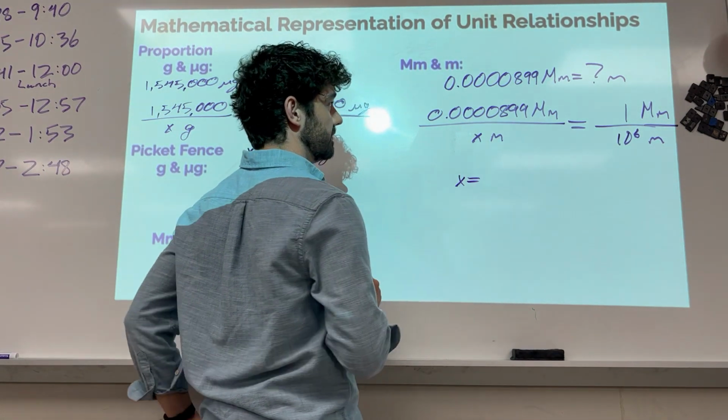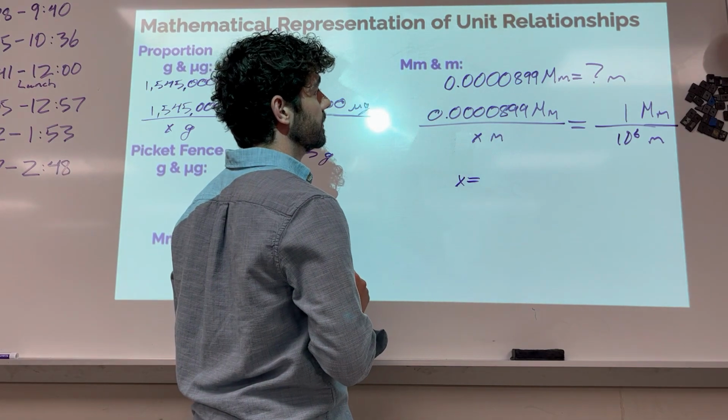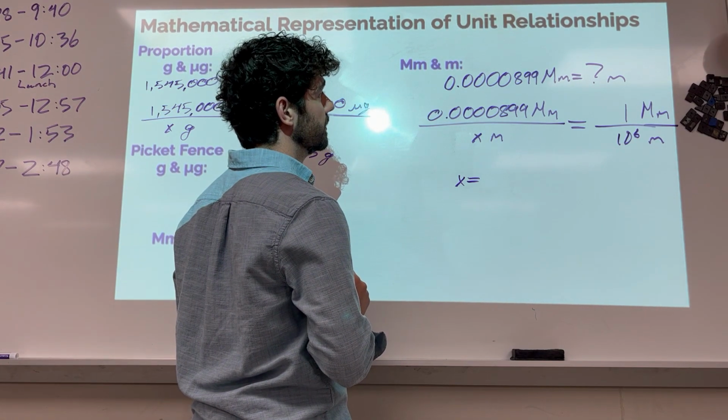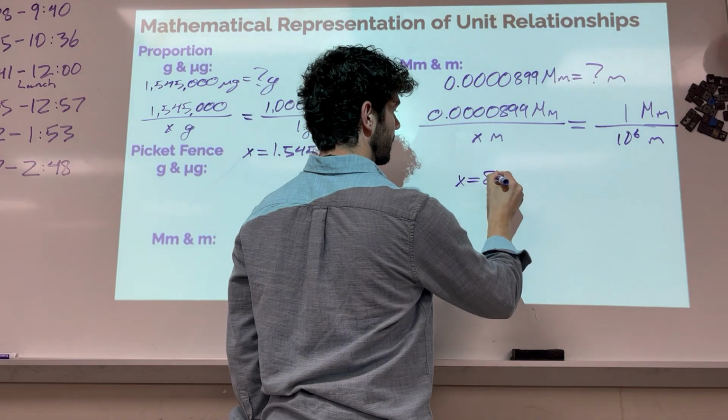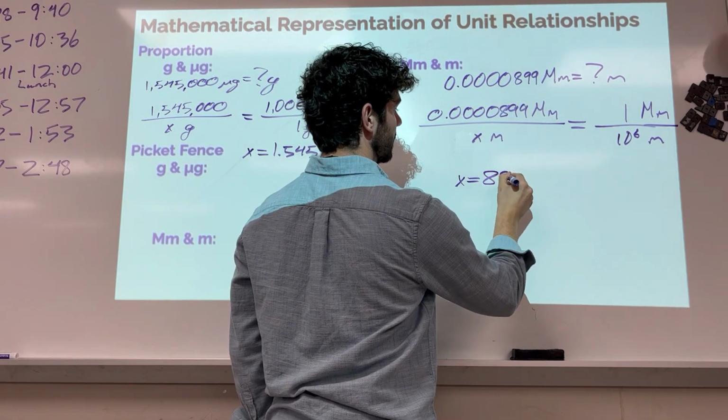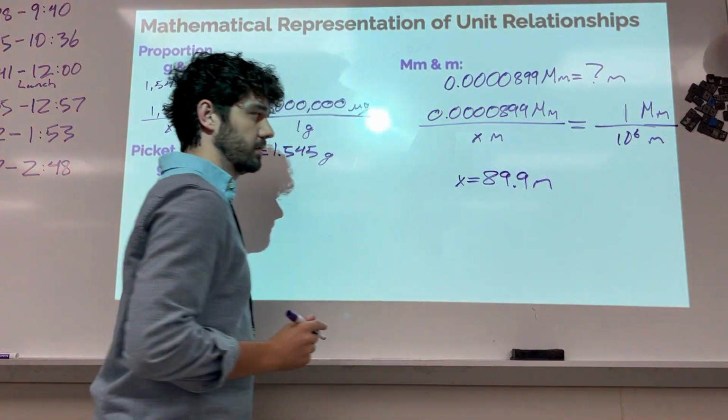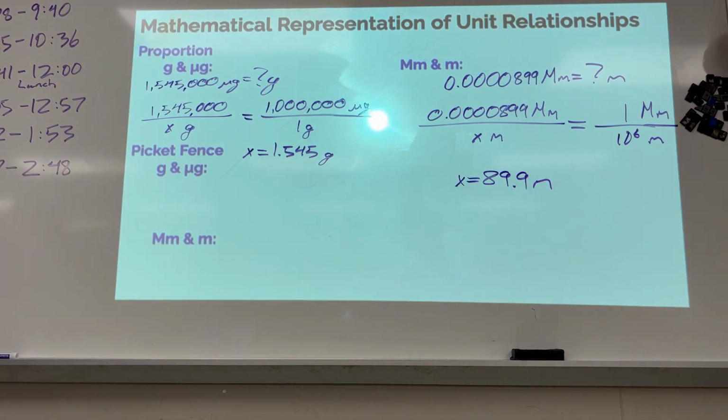X equals. Did I do my math right? I did it in my head. Yes. Cool. 89.9 meters is the same as 0.0000899 megameters.